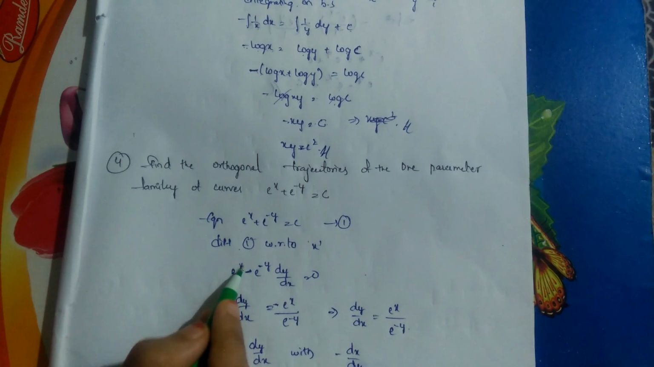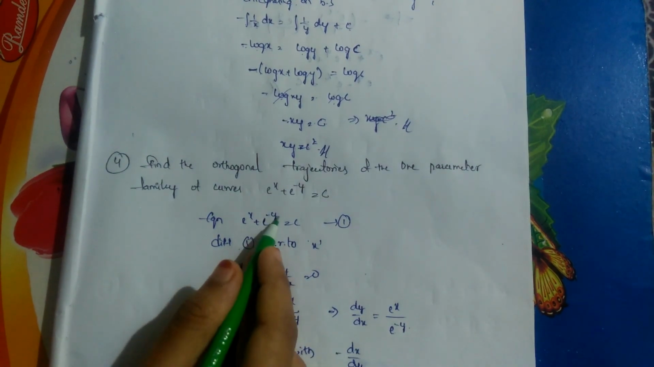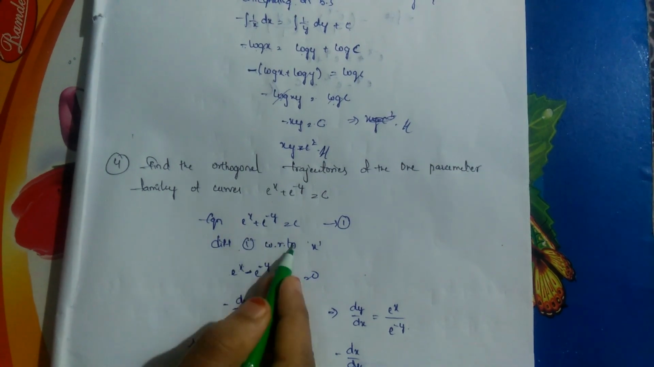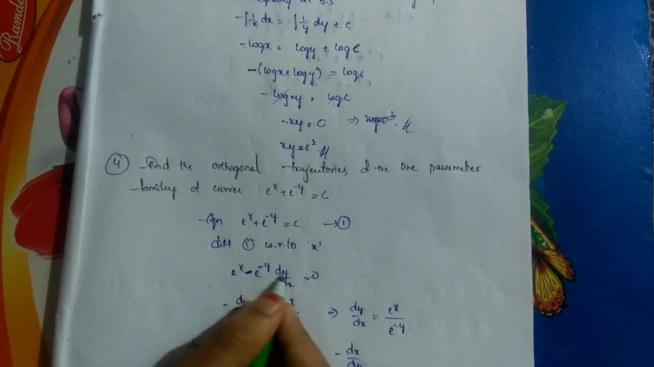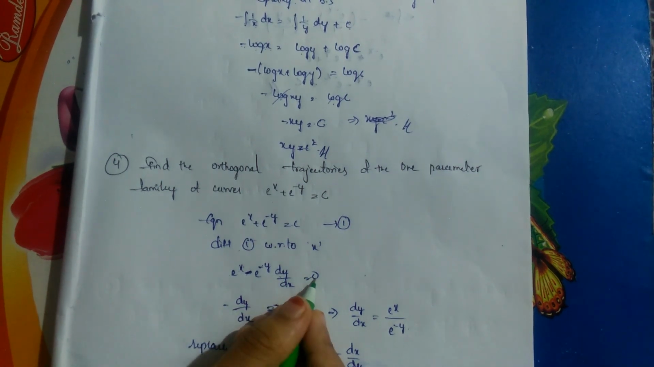So e power x differentiation is e power x, and here e power minus y we are differentiating here. So minus 1, this will be minus e power minus y, and since we are differentiating with respect to x, we get dy by dx, and that equals 0.